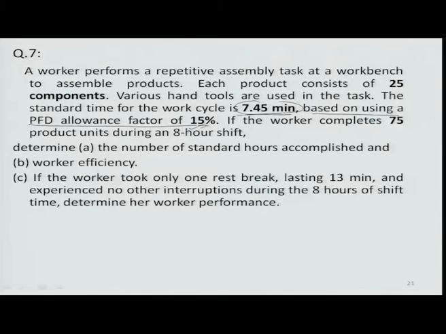Okay, if the worker completes 75 product units during an 8-hour shift, then determine the number of standard hours accomplished. The second part is worker efficiency. The third part is, if the worker took only one rest break lasting 13 minutes and experienced no other interruption during the 8 hours of the shift, determine the worker performance. So what is the problem saying? Each product consists of 25 components.